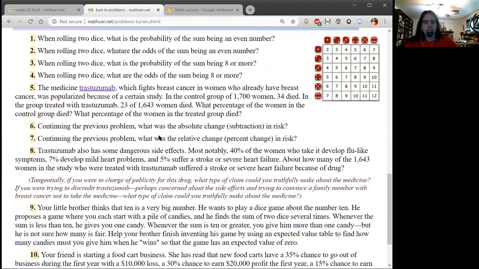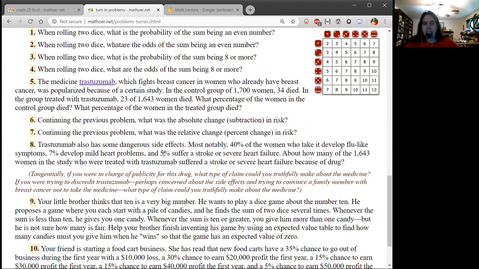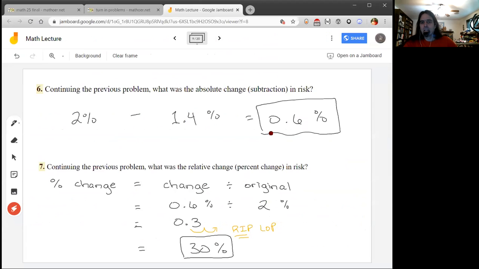So looking at number 8, the medicine also has some dangerous side effects. There's flu-like symptoms, mild heart problems, even stroke or heart failure. So if you were trying to convince people that this is a bad drug, no, grandma, don't take this because we don't want you to have a stroke, you would use this number. It only helps you less than a 1% chance of the time, focusing on the entire population, the healthy people and the people who would get breast cancer.